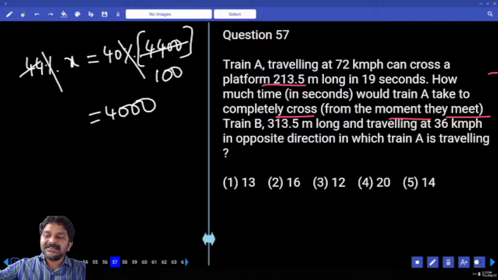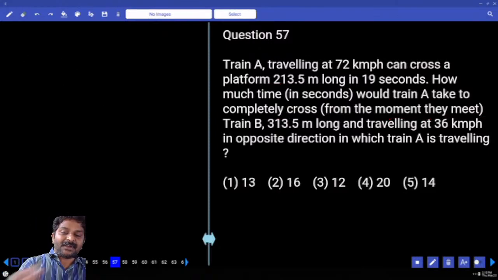Train A traveling at 72 km per hour can cross a platform of length 213.5 in 19 seconds. How much time would train A take to completely cross a train B 313.5 meters long, traveling at 36 km per hour in opposite direction in which train A is traveling?